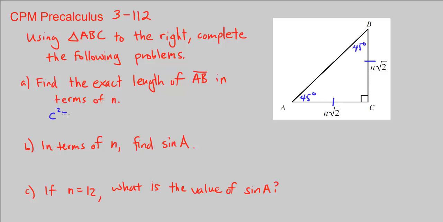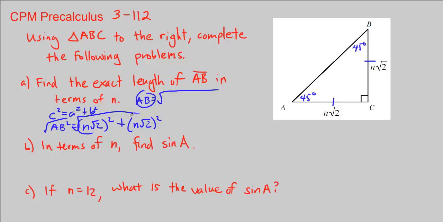Pythagorean theorem tells us c squared is equal to a squared plus b squared, where c is the length of the hypotenuse, or AB, right? Side AB. So let's go ahead and do that. AB squared is equal to a squared, which is one of these sides, n square root of 2 squared, plus n square root of 2 squared. So we can go ahead and say then AB is equal to the square root. If we square root both sides, right, then we get AB left over.